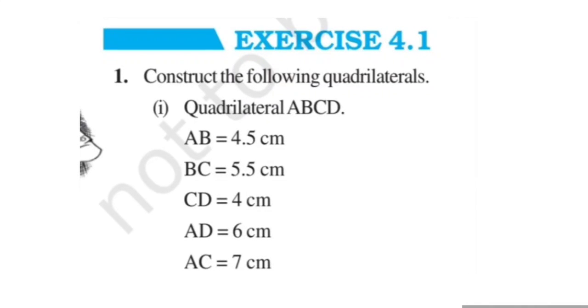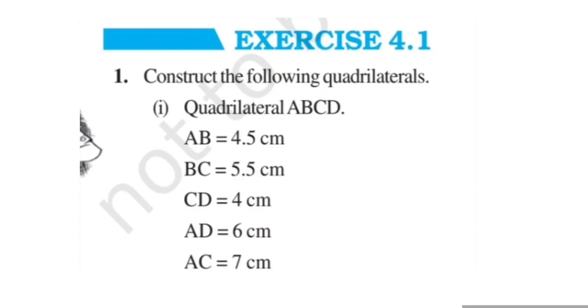So now see question number 1 of exercise 4.1. It is: construct the following quadrilaterals. First one, quadrilateral ABCD. AB is equal to 4.5 centimeter, BC is equal to 5.5 centimeter, CD is equal to 4 centimeter, AD is equal to 6 centimeter and AC is equal to 7 centimeter. So let's see the construction.